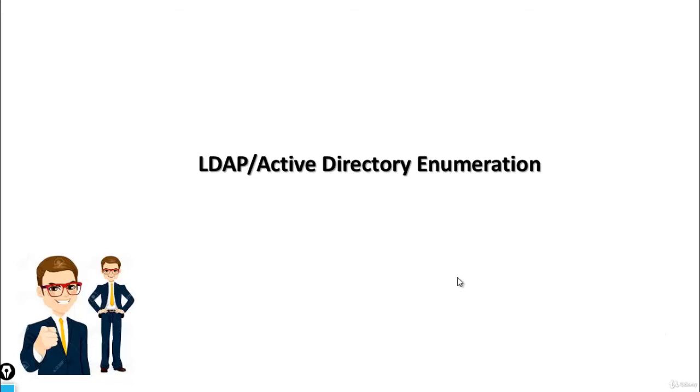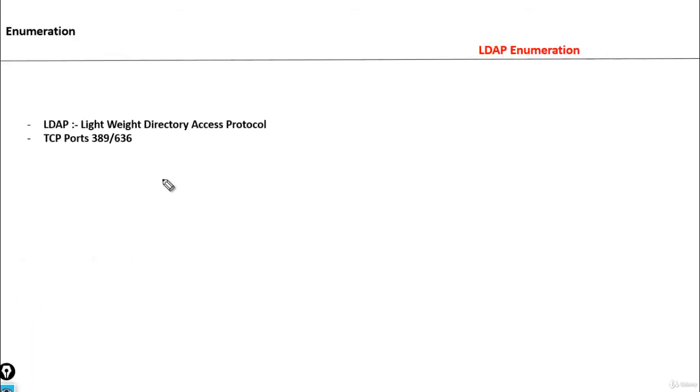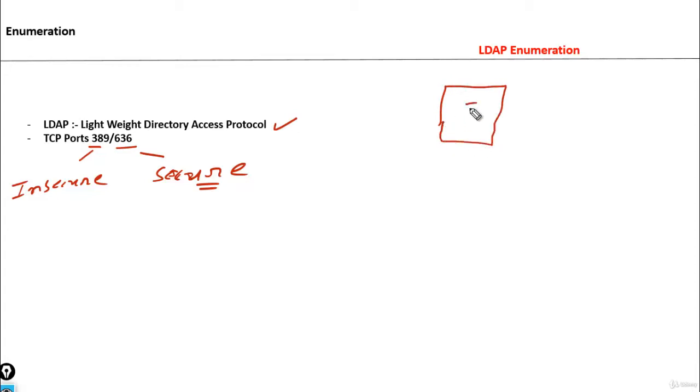LDAP Active Directory Enumeration. LDAP stands for Lightweight Directory Access Protocol. LDAP uses ports 389 and 636. 389 is an insecure protocol and 636 is a secure protocol.